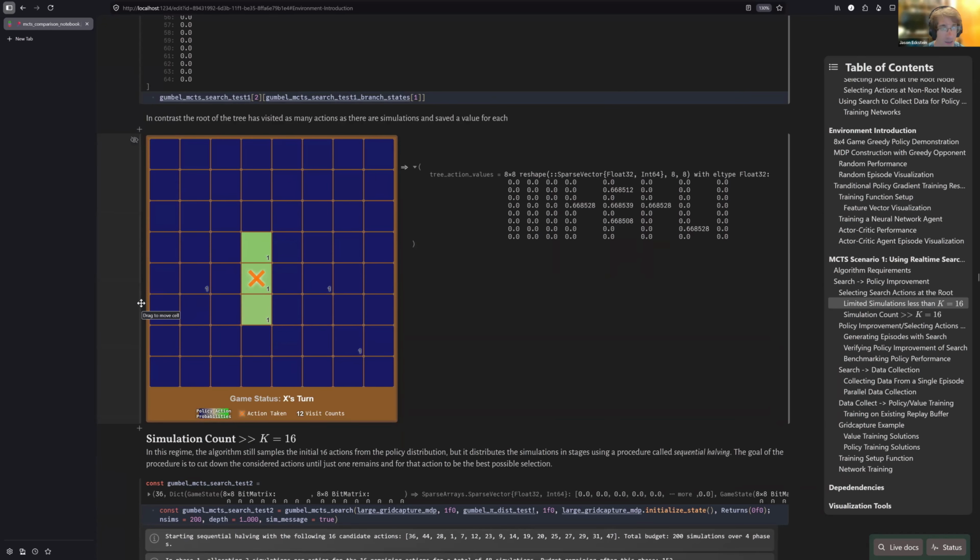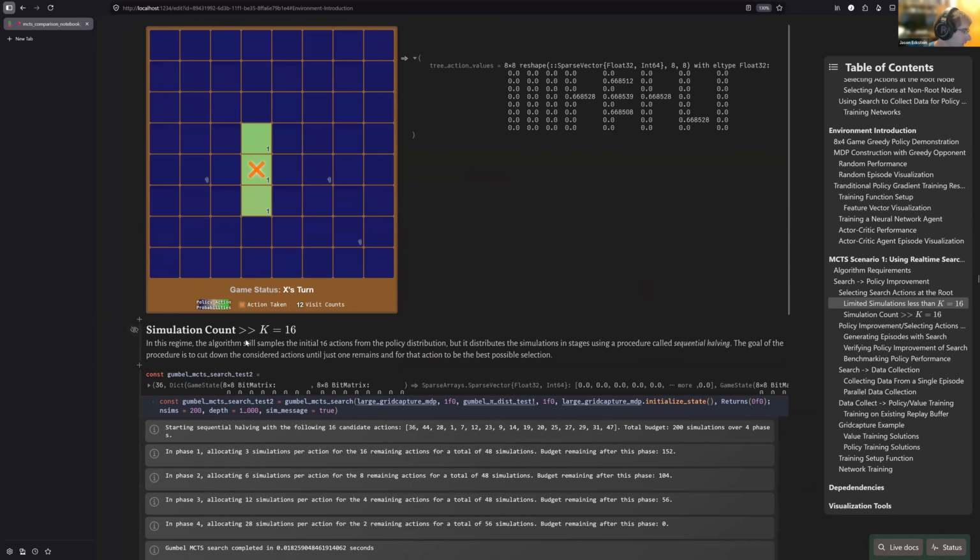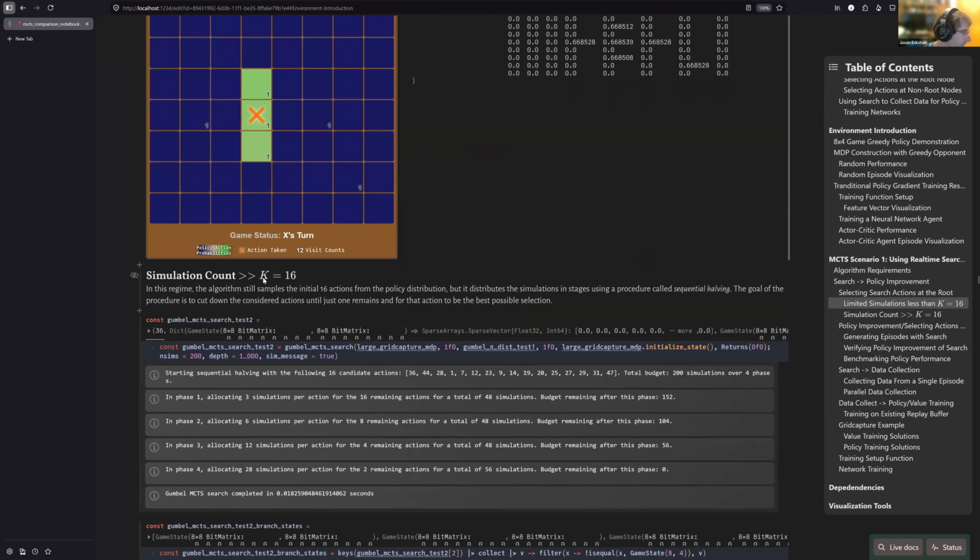Now we can look at it in a more typical regime where we have a lot of simulations available. So here I'm going to say, what if our simulation count now greatly exceeds the number of sampled actions, the K value, 16. Here, the algorithm distributes the simulations in stages, and it follows this process known as sequential halving. The goal of this is to cut down the number of actions it's considering until there's just one left, but to also make sure that there's a simulation budget that is spread out between all the stages.